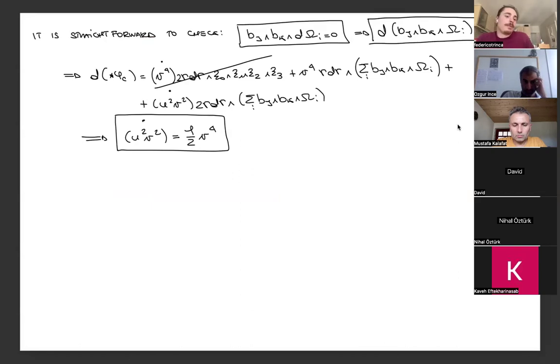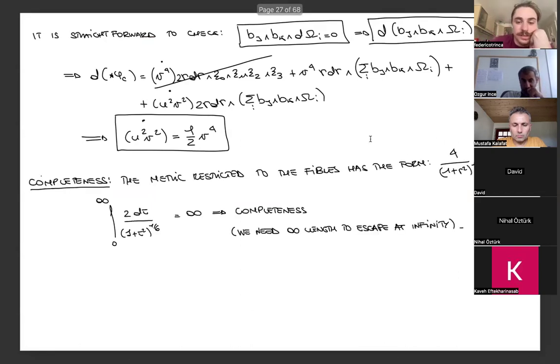So now I am going to just comment on the fact that it is easy to see that the metric is indeed complete. In fact, if we restrict the Riemannian metric to the fiber of S3 times R4, so we pick a point of S3 and we look at the metric on R4, what we see is this conformally changed metric on R4, for which this integral is infinity, and this implies completeness, because we need infinite length to escape to infinity.